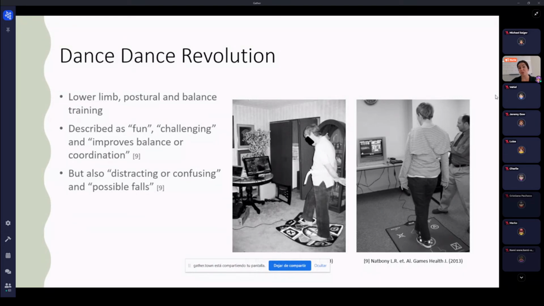Some studies have also used Dance Dance Revolution. This allows for training the lower limb, postural control and balance. It's been described as fun and challenging. However, some patients have also described it as distracting or confusing, and possible falls might have happened.